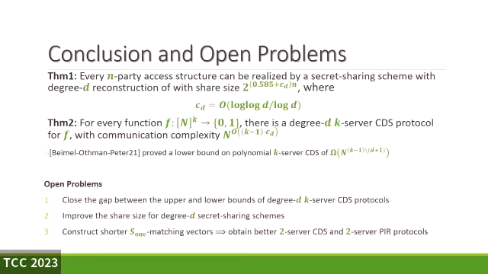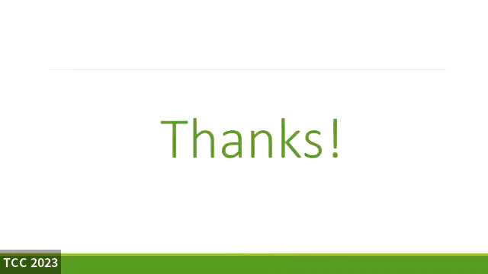I want to talk about the third open problem. Our generalization of the two-service CDS enables us to use what we call S1 matching vectors, where S1 is a large set compared to the previously used matching vectors. From that, we can obtain a better two-server CDS and two-server PIR protocol for general reconstruction, not polynomial. Okay, thanks.